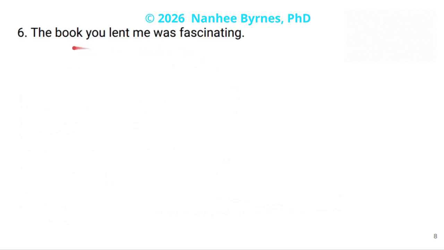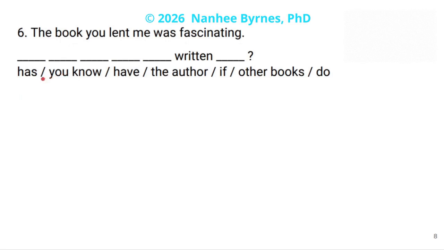Question 6. The book you lent me was fascinating. Now, we have: has, you know, have, the author, if, other books, do. There are no WH words, so it must be a yes-no question, so we need an inversion. And frankly, by now, we should see the usual suspect.